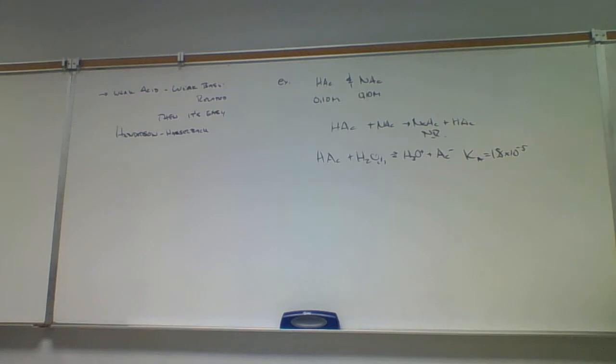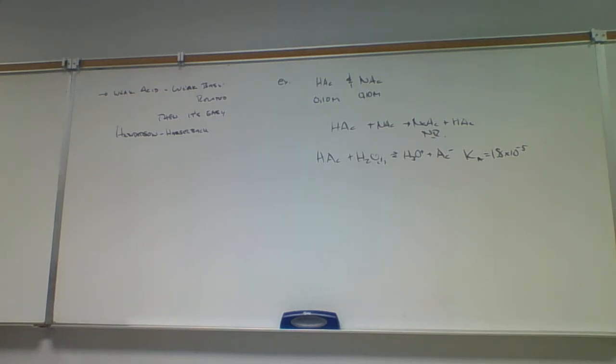The base is acetate. Sodium acetate is a soluble salt, and soluble salts are strong electrolytes, so it's going to split up into sodium ions and acetate. The actual base is just acetate and water, and we're going to generate some acetic acid and hydroxide. So we're generating hydroxide here, and we need the Kb for acetate.